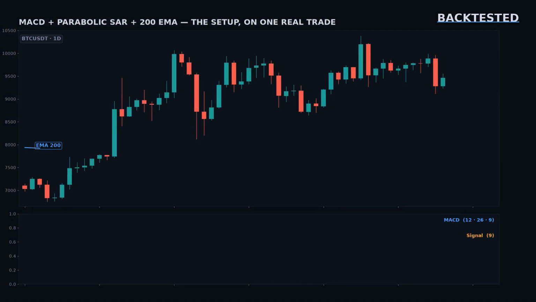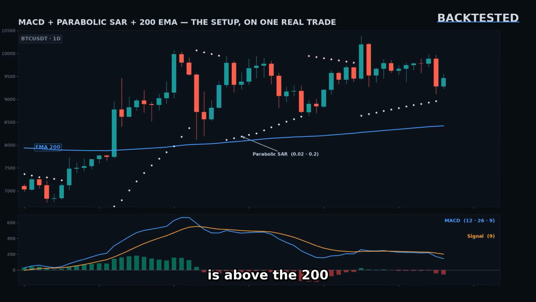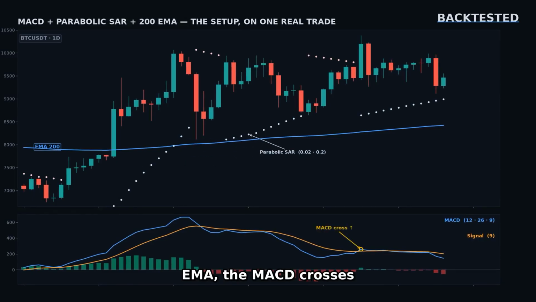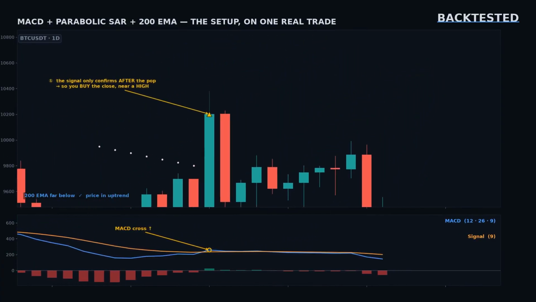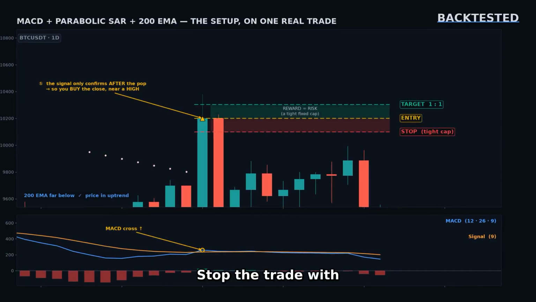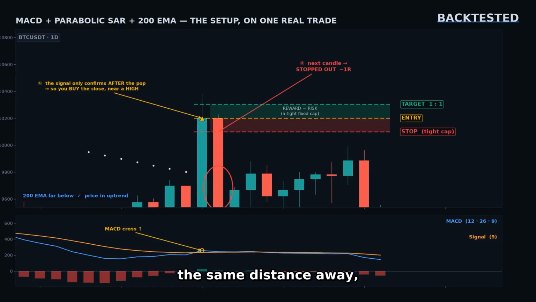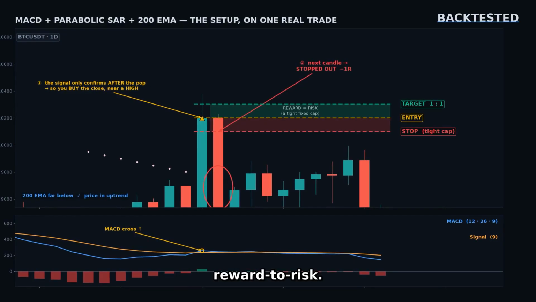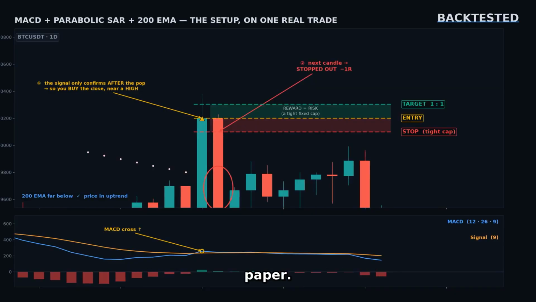Here are the exact rules on a real trade. Go long when price is above the 200 EMA, the MACD crosses up, and the SAR dot sits below the candle. All 3 align, you enter. Stop the trade with a tight fixed cap, a small fraction of a normal day's swing, and set the target the same distance away for a clean 1-to-1 reward to risk. Simple, symmetrical, disciplined on paper.